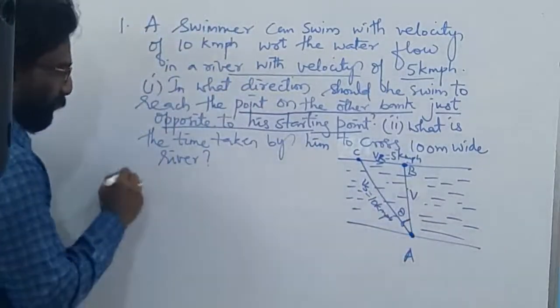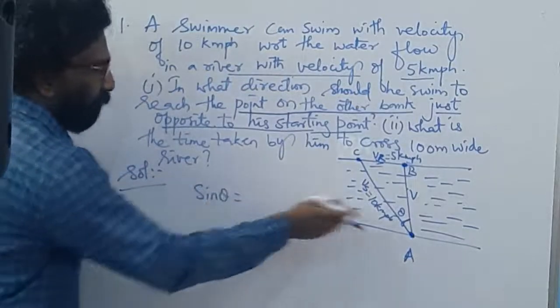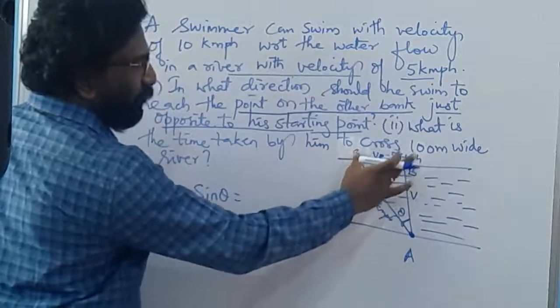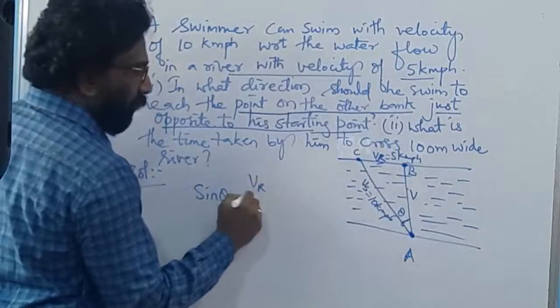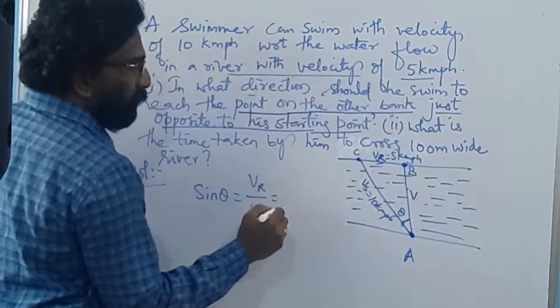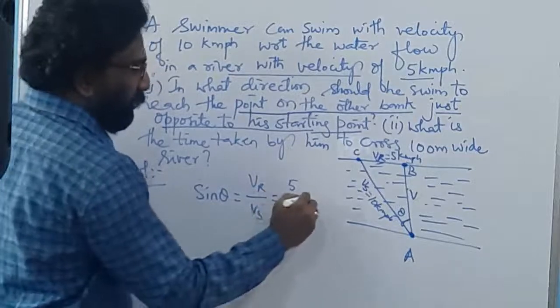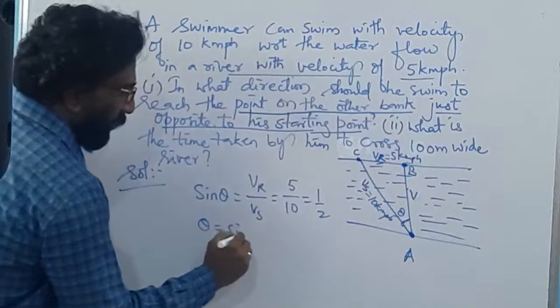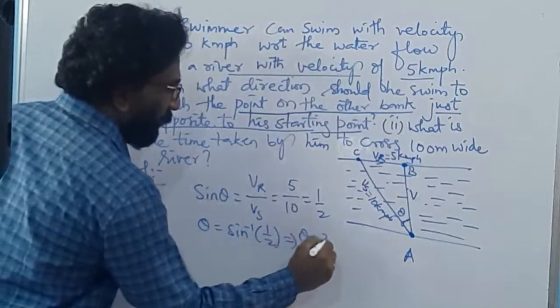So now, as per the particular concept, sine theta is equal to the known values, this one and this one, Vs and Vr. So sine theta equals opposite over hypotenuse. So it is Vr over Vs, that becomes 5 over 10, that is equal to 1 by 2. If it is 1 by 2, then theta equals sine inverse of 1 by 2. This implies that theta is equal to 30 degrees.